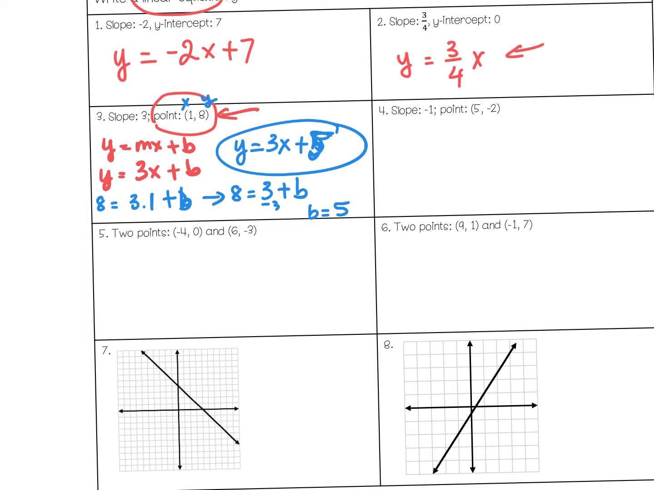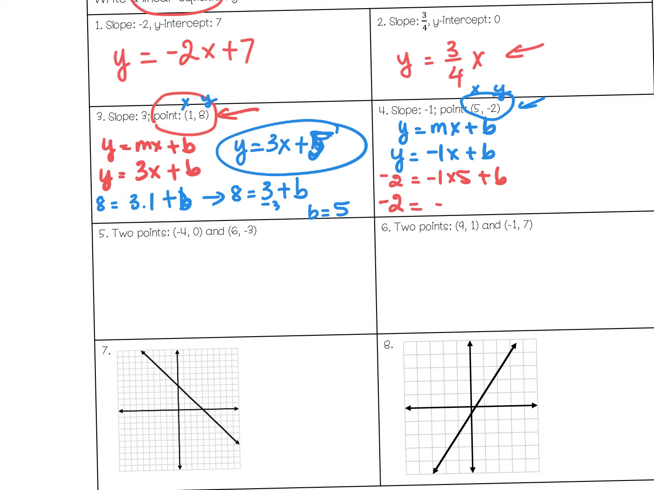So y equal to mx plus b. Slope is -1, so y equal to -1x plus b. Now we're going to use the point, x for 5, y for -2, to find b. So we're going to substitute. Y is -2, x is 5, -1 times 5 plus b.